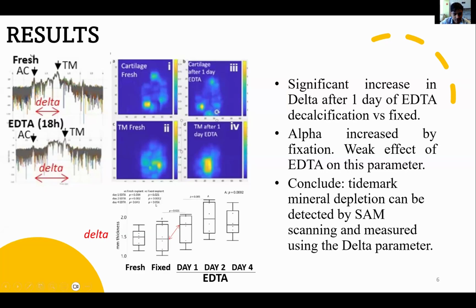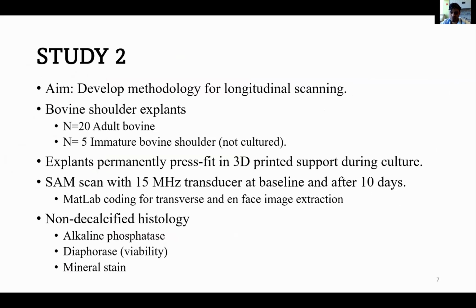The graph at the bottom shows you the results of the matched pair testing we did. You can see there's a statistical difference between the first day and the fixed for delta. For alpha, it wasn't as strong as delta. You could see the difference, but only when you compare at day 4. So we concluded from this that tide mark depletion can be detected by SAM scanning and measured using the delta parameter.